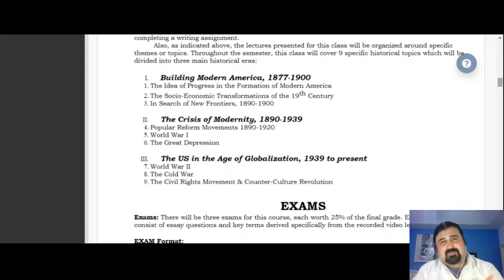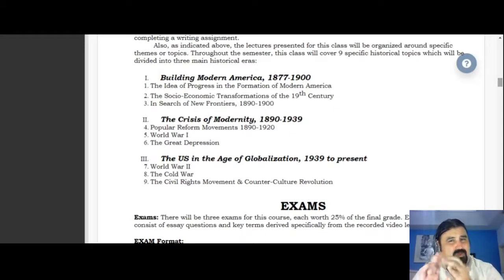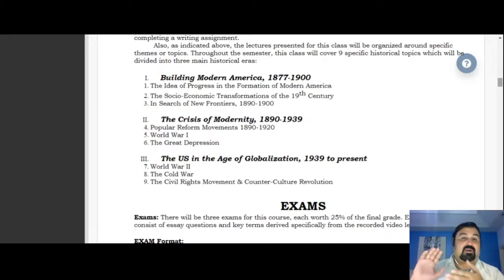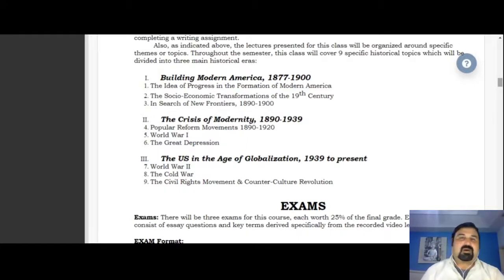So it's thematic. The lectures are organized around themes, and there's going to be 9 themes that are going to be covered across the semester, and 3 themes are going to be presented in each of the 3 main historical periods that I just mentioned. Building modern America will cover 3 themes. Then we're going to have the first exam. Then we move into the second period, the crisis of modernity, and we talk about 3 more themes: popular reform movements, World War I, and the Great Depression. Once we do that, then we have the second exam.